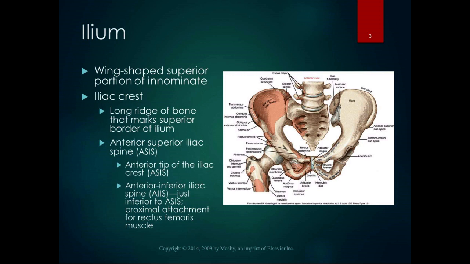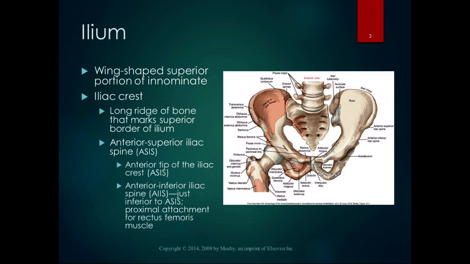So we're just going to start right into it. So the ilium is the wing-shaped superior portion of the innominate. Innominate means unnamed, which I think is interesting that they call it that, but it's just like, oh, there are too many things in here, we're just going to call it this. I don't know who came up with that, but the ilium is the top part. And the iliac crest, you can palpate it on yourself right now if you want to. It's the long ridge of bone that marks the superior border of the ilium.